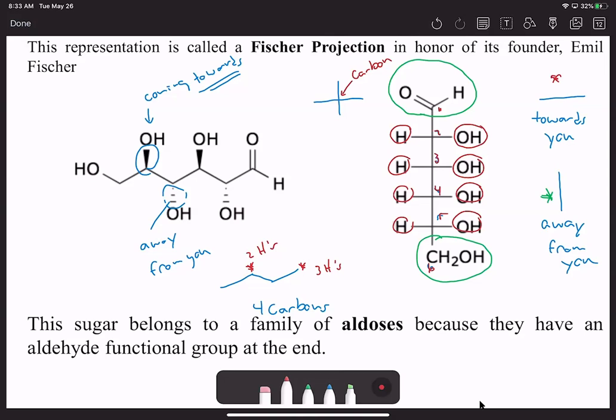So this particular sugar is what we call an aldose sugar. It belongs to the family of what we call aldoses because this particular sugar has an aldehyde functional group. And here is our aldehyde functional group, right? That carbonyl, that double bonded carbon with the hydrogen there, that is our aldehyde functional group. So because it's an aldehyde, it belongs to the family of aldoses.